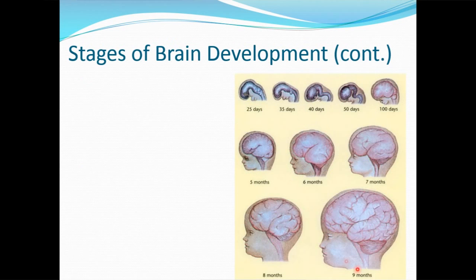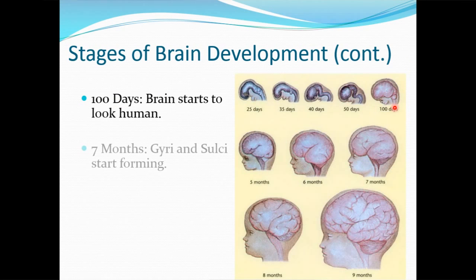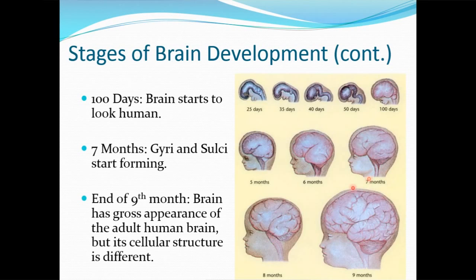Now, these are pictures of the brain up until 9 months. At 100 days after conception, over here, the brain starts to look human. At 7 months, over here, the gyri and the sulci start forming. And at 9 months, the brain has a gross appearance of the adult human brain, but its cellular structure is still quite different.